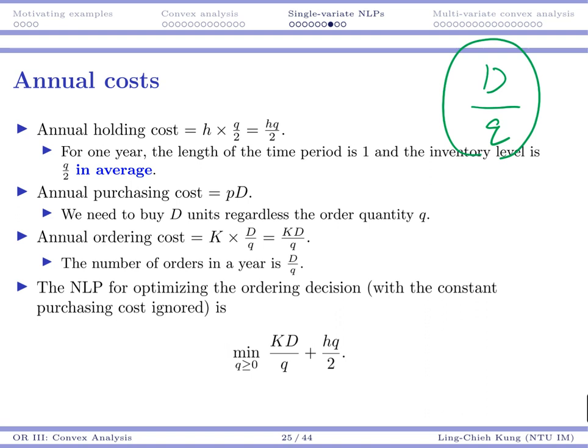So if we collect all the things and ignore this irrelevant PD, we're going to solve this problem. We want to find Q to somehow minimize the sum of ordering cost and holding cost. So that's our problem.